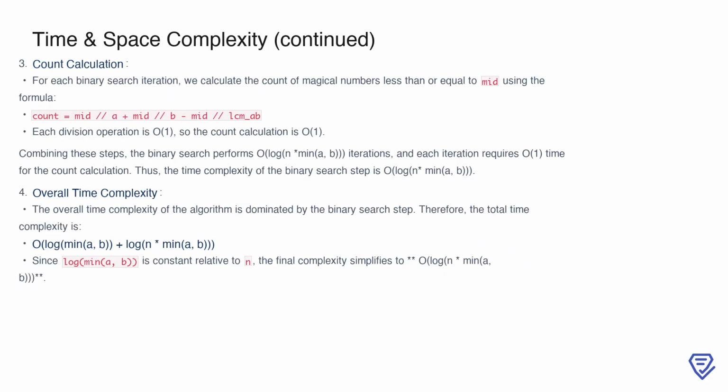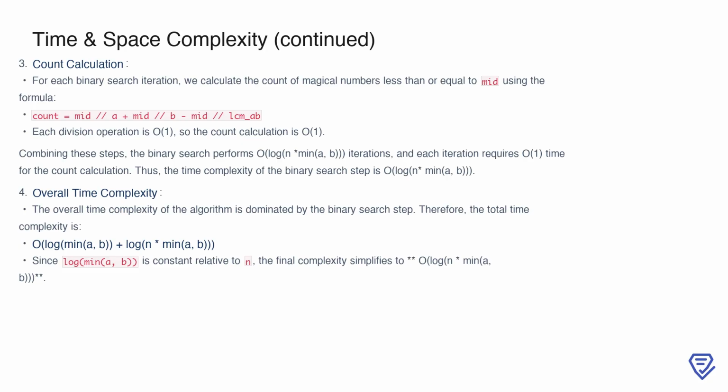Now, let's analyze the count calculation step. During each binary search iteration, we need to compute how many magical numbers are less than or equal to the current midpoint. This is achieved using the formula count = mid / a + mid / b - mid / LCM_b. Each division operation within this formula is constant time, meaning the entire count calculation is performed in O(1) time. Since binary search performs O(log(n * min(a, b))) iterations, and each iteration requires O(1) time for the count calculation, the total time complexity of the binary search step is O(log(n * min(a, b))).